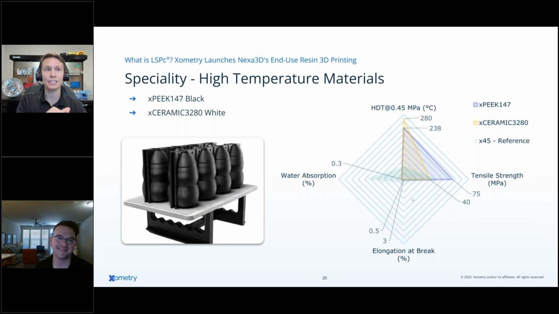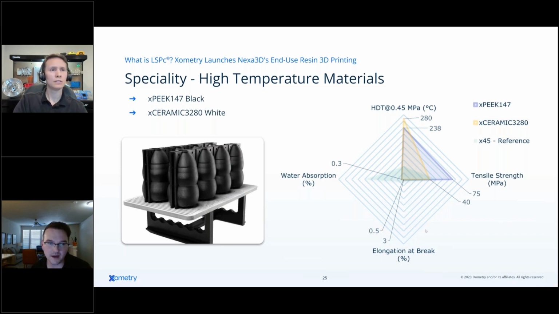But the HDT of 280 Celsius and 238 respectively for these two materials is huge in this industry. In fact, if I compare that to I think 213 for cyanate ester on Carbon DLS, and I think you were in the 200s area for Ultem 1010, which is our high heat deflection thermoplastic in FDM. These actually surpass those in chemistry, which is really interesting.